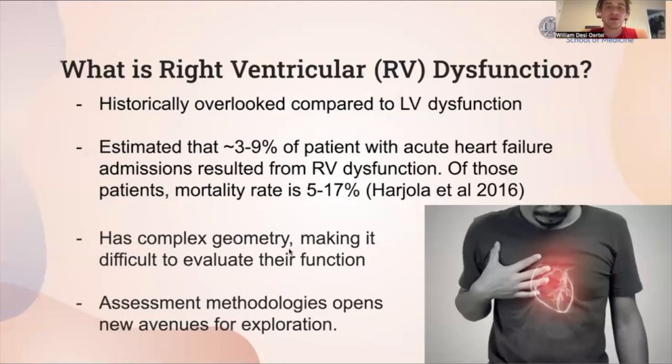What is right ventricular dysfunction? It is historically overlooked compared to left ventricular dysfunction, and it's estimated about 3 to 9% of patients with acute heart failure admissions result from RV, or right ventricular, dysfunction. It has a complex geometry, making it very difficult to evaluate its function, and assessment methodologies open new avenues.